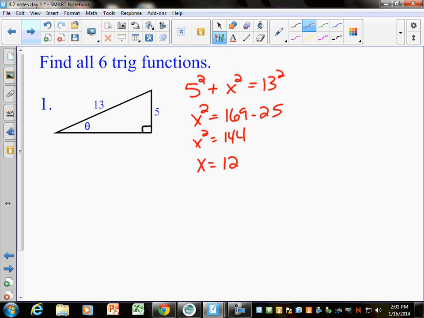Not plus or minus 12, because we're talking about the side of a triangle, and the side of a triangle can't be negative. If you know all 3 sides, you're just going to do sine, cosine, tangent, cosecant, secant, cotangent, and write the ratios. Really important that you put the angle here.